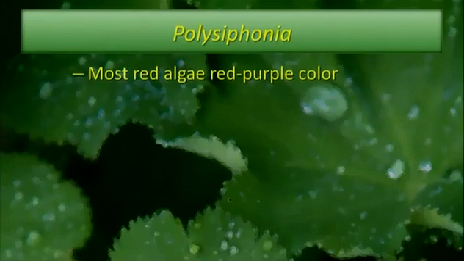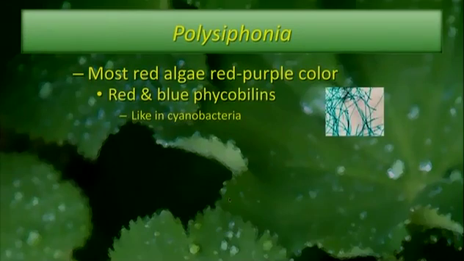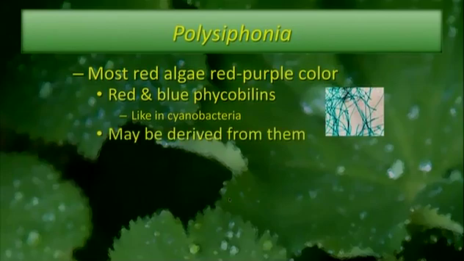Now, most red algae are reddish or purple in color. Okay, but they can be yellow, they can be green. Okay, and the red and red-purple algal color is from the red and blue phycobilins. So remember the cyanobacteria? Yeah, you wouldn't have forgotten them by now. Remember that they have phycobilins in them, right? So red algae also have red and blue pigments called phycobilins. Okay? So in fact, the red algae may be derived from the cyanobacteria.